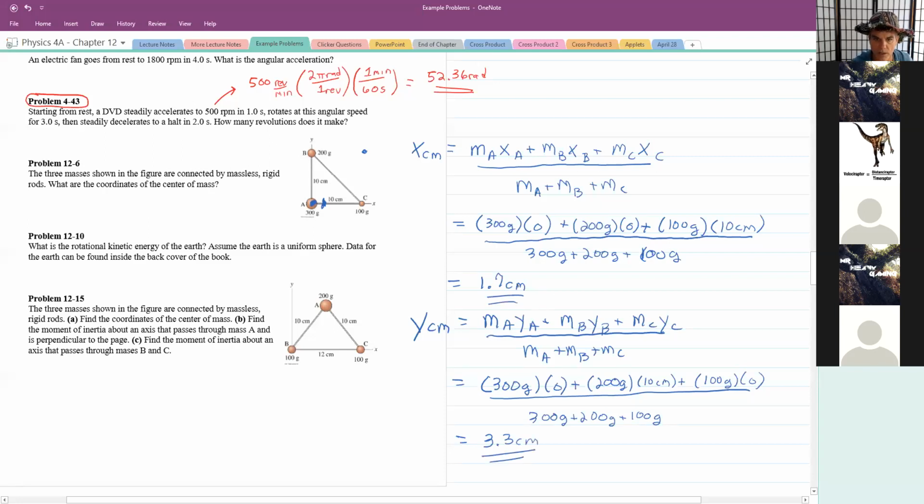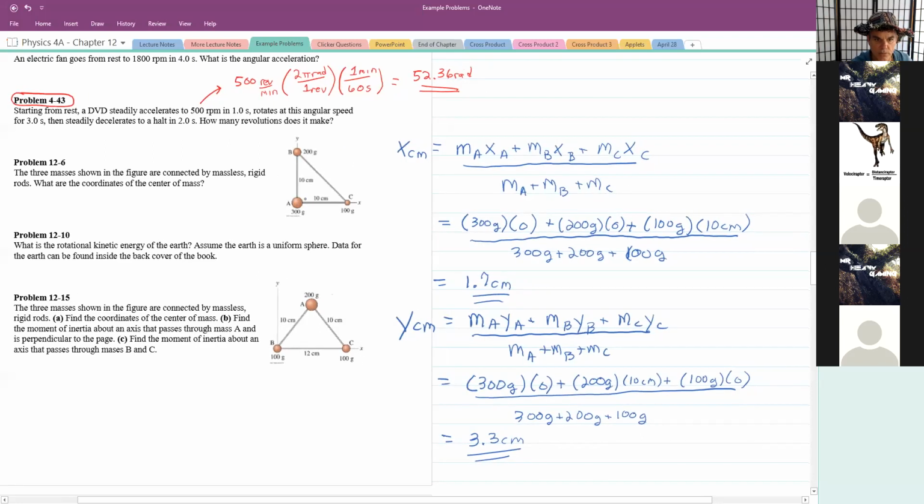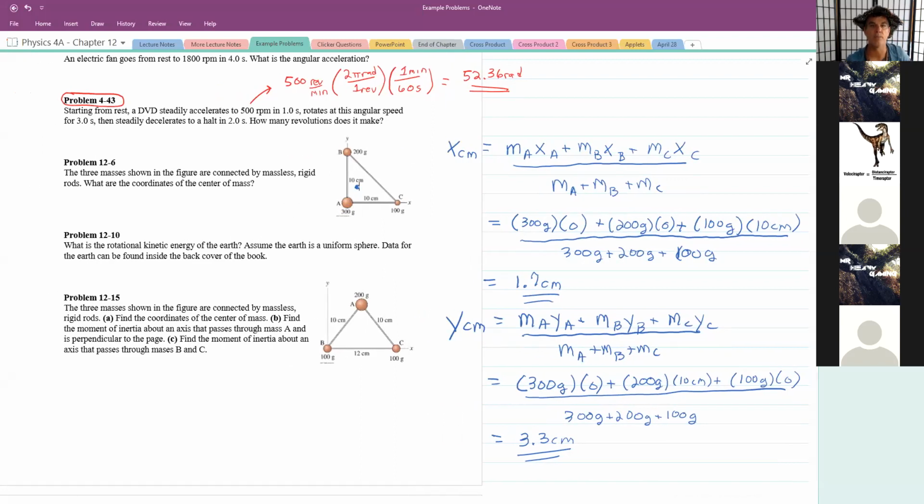So the center of mass of this collection of objects is 1.7 centimeters to the right of the origin and 3.3 centimeters above it. So it's about right there. It doesn't matter where I define my origin. I defined it here, so my X and Y positions are given relative to that. But if instead I define my origin to be here, this would still be the location of my center of mass. It would just have different X and Y coordinates.